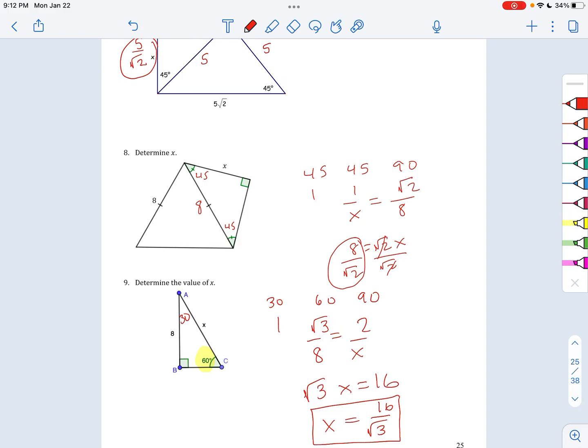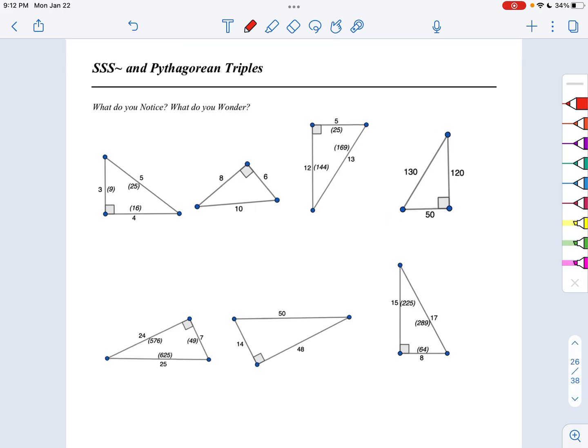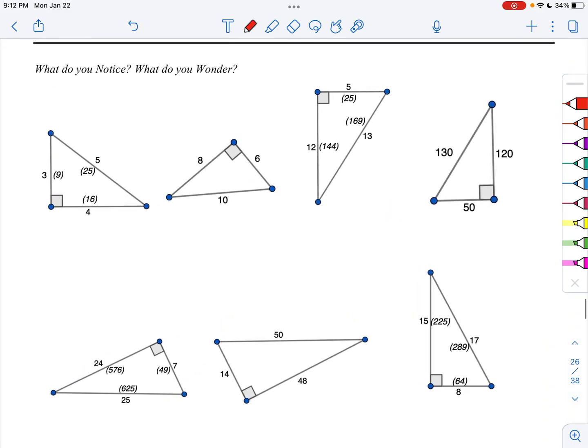All right. Now, before we wrap up for today, we are going to start talking about some Pythagorean triples, and we will finish talking about this in class tomorrow. So this asks you, what do you notice and what do you wonder? So take a moment, pause the screen, observe what you see in these triangles on your booklet or on the screen, and then come back when you're ready to talk about it. Okay.